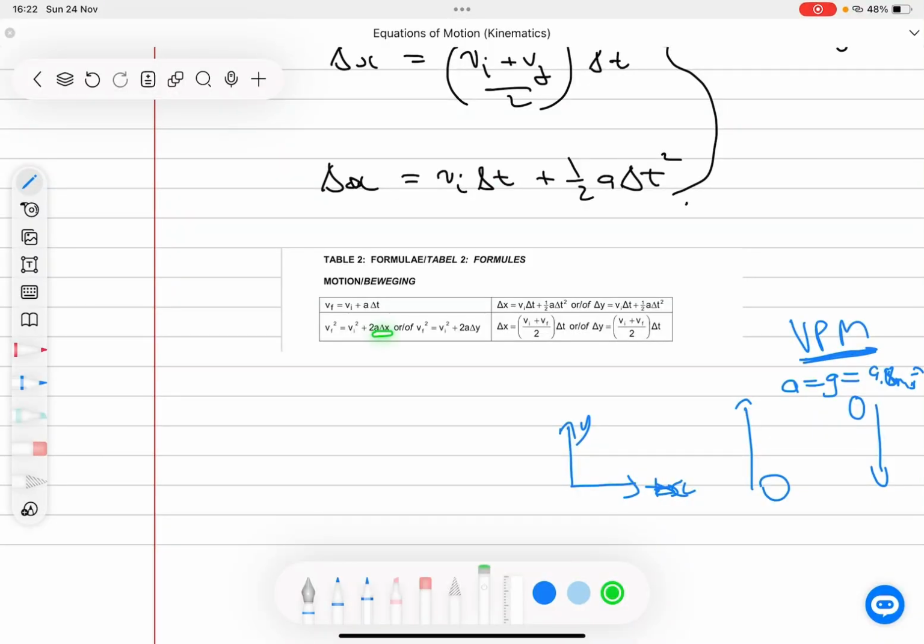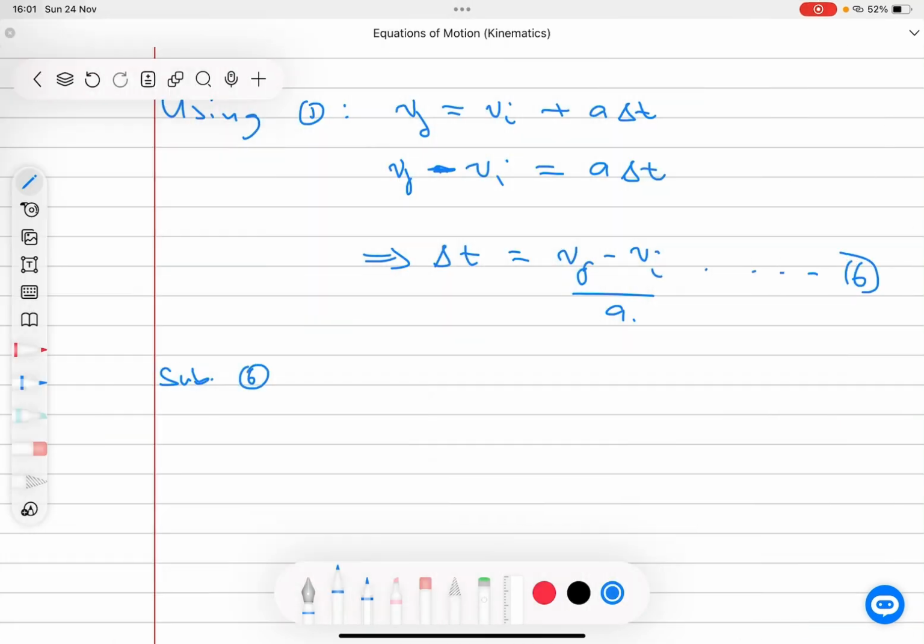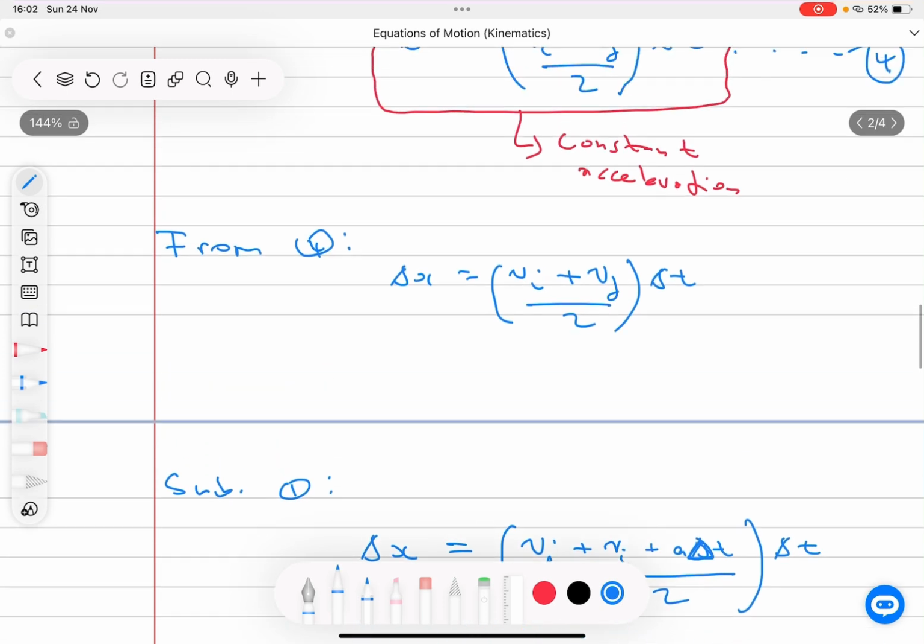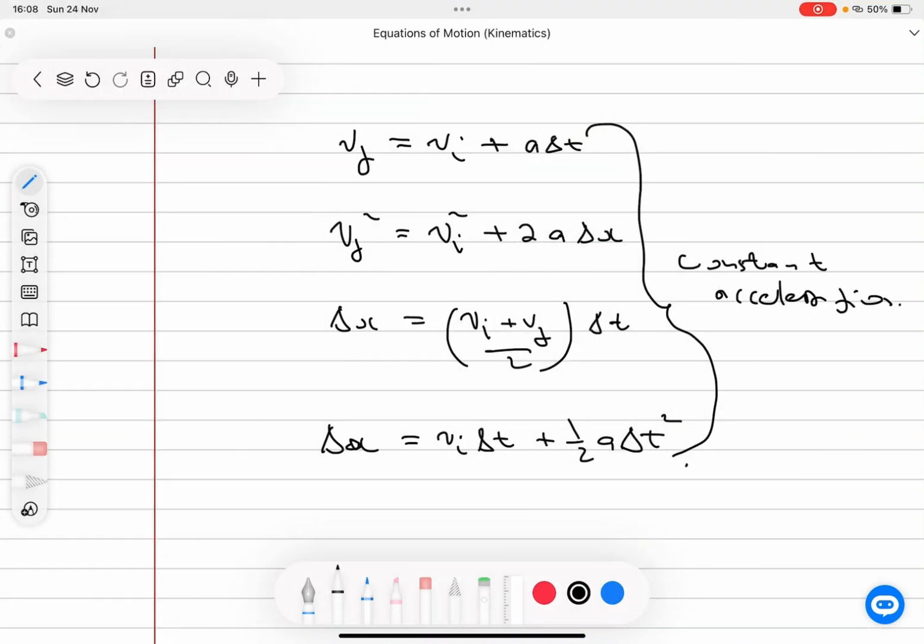This is the reason why you'd find that sometimes the delta x, the displacement in the x, will be written as the displacement in the y. Equation 6 into equation 4, what we called equation 4. This is the reason why when you go to your questions in textbooks or question papers, they will always say on the statement that the object moves at a constant acceleration.